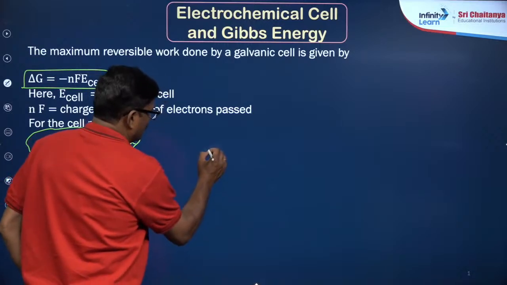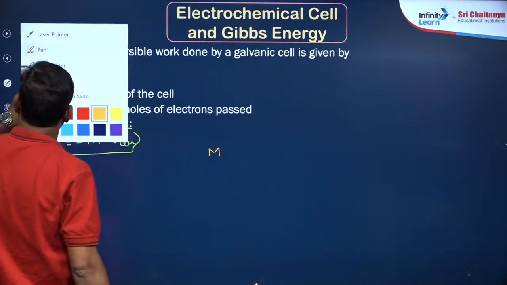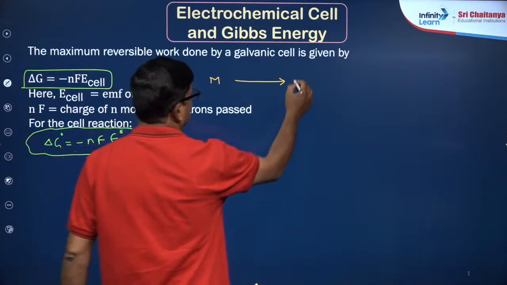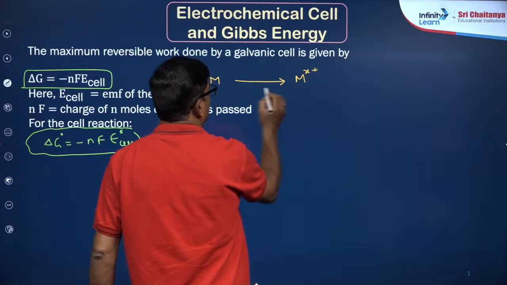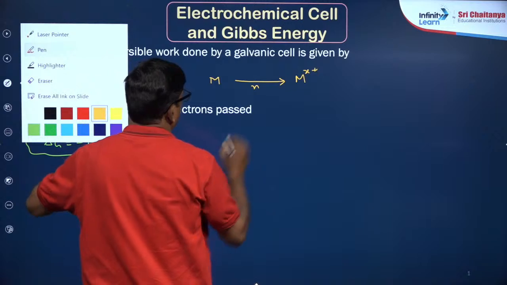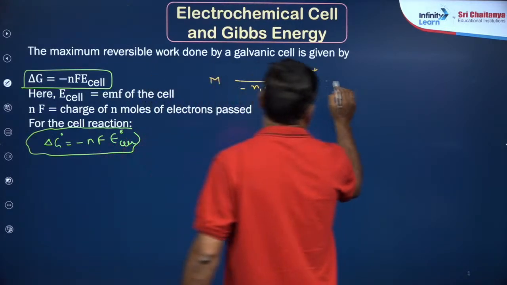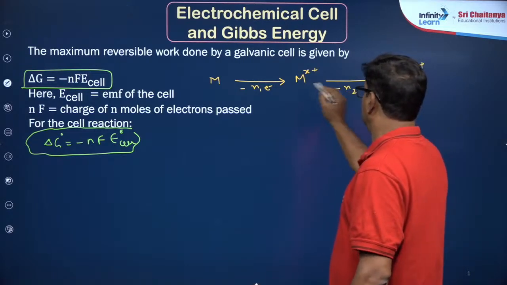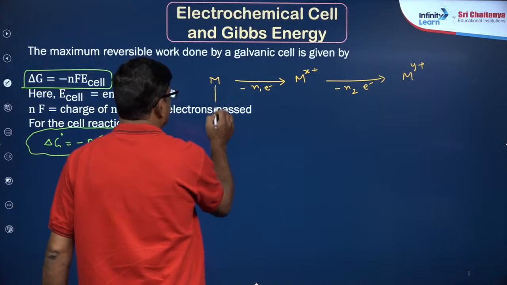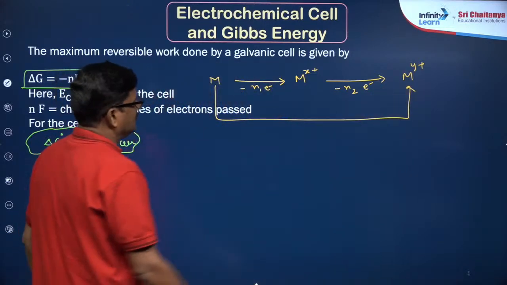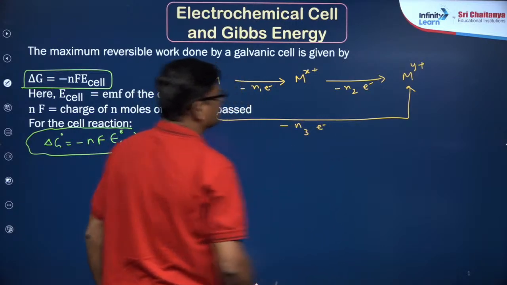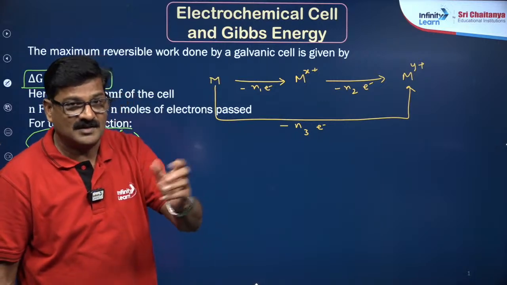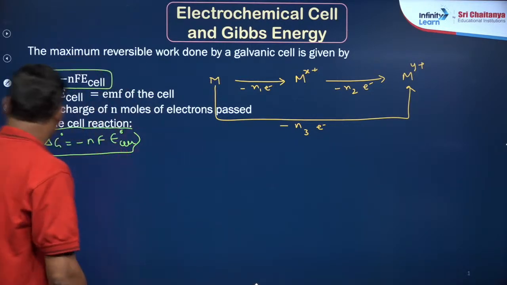Let us say a metal is converted into M plus by loss of n1 number of electrons, and M plus becomes M to the power y plus by losing n2 number of electrons. And let us say this metal can be converted into M to the power y plus directly by loss of n3 number of electrons. Got it? Let us say copper to copper 2 plus. Got my logic? Clear beta?